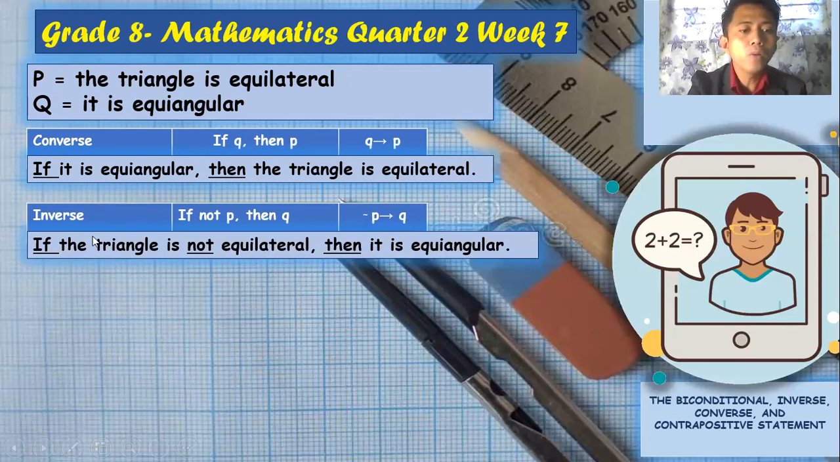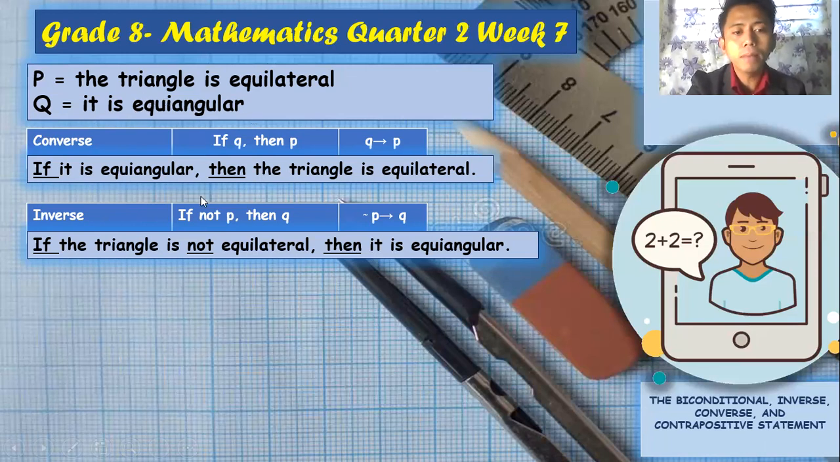So by following the inverse, it is important for us to identify first the negation of P, or the opposite statement of P, because based on the condition, we have if not P. So we will get the opposite statement of P. The triangle is equilateral. What is the opposite statement of that? Obviously, the opposite statement of that is the triangle is not equilateral. So that will be our not P. And then what will be our Q? Our Q was already given, so it is equiangular.